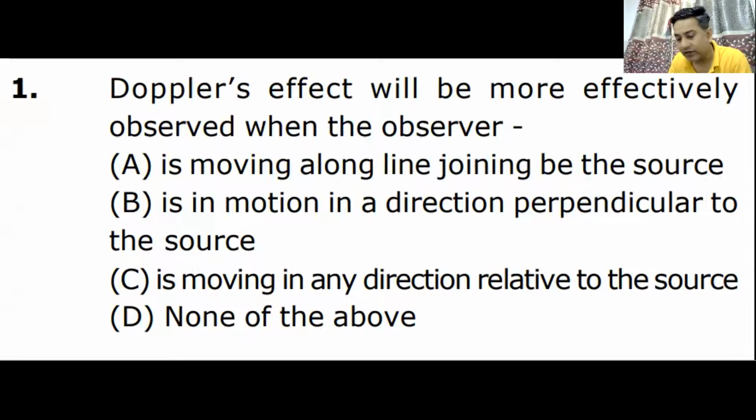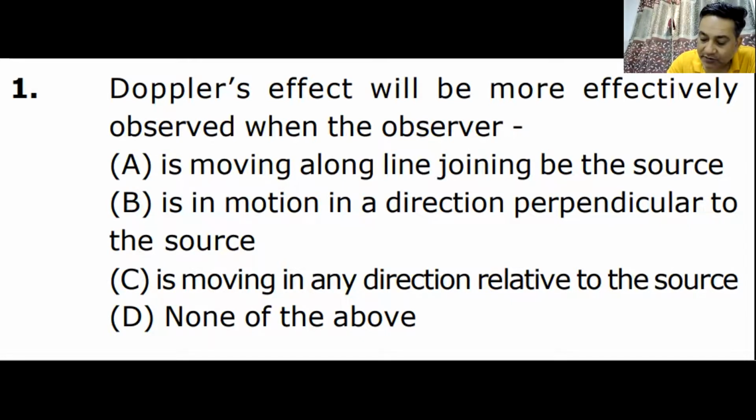Option A, B, C, D. In option A, it is moving along the line. In option B, it is moving perpendicular to the line. In option C, it is moving in any direction. And option D is none of the above. Can I have your answers, please? Which is the most effective position or motion in which you will have the maximum Doppler effect? And the answer is definitely A.